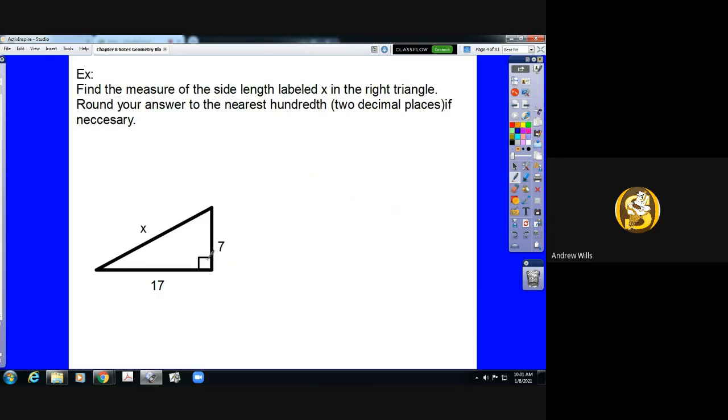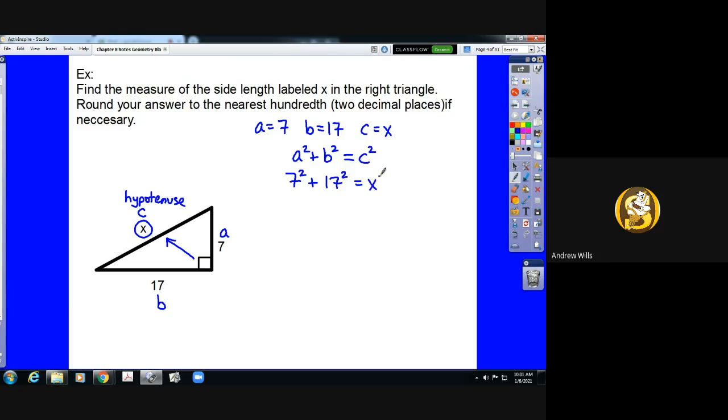Okay, so again, the first step would find the right angle. We go across the triangle to locate the hypotenuse. In this case, the hypotenuse is x. The other two sides, it doesn't matter which one you call A and which one you call B. So A is 7, B is 17, or those could be switched. It would not make any difference. And C is x. We're going to set up and solve the equation a squared plus b squared equals c squared. Would help if I wrote the equation right. That would be 7 squared plus 17 squared equals x squared.